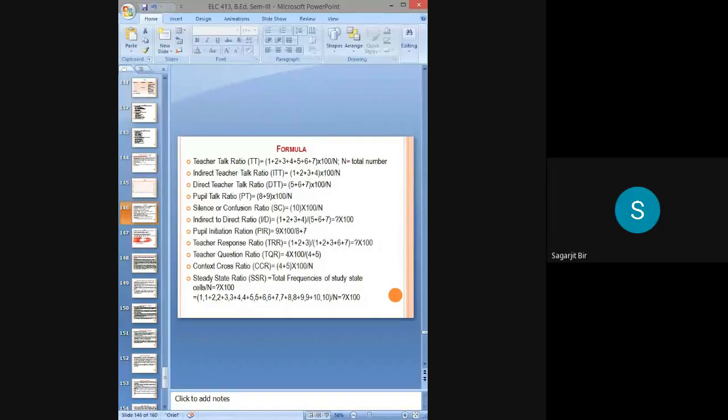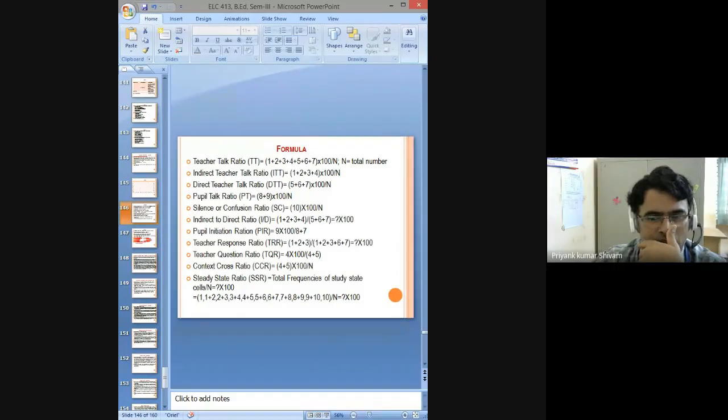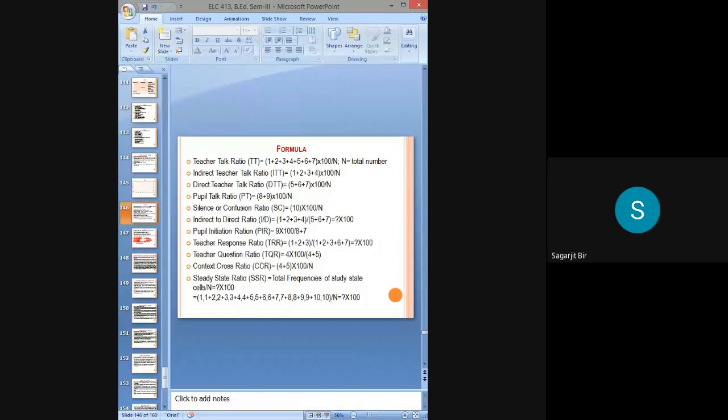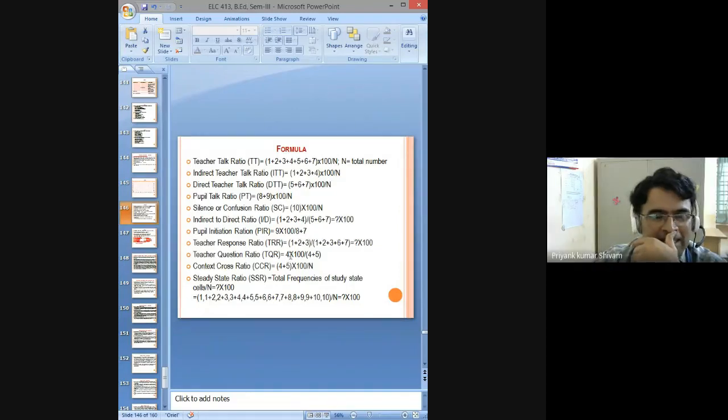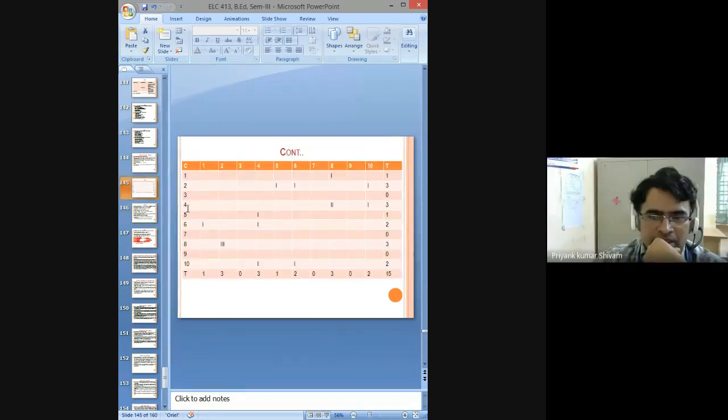Sir, the teacher question ratio where you have written 4/100, the teacher question is okay, good. Sir, should I put the value 4 from the matrix, or directly here? No, no. See, Sagarjit, the numbers I have written are related to the category. You have to put the value of 4 from the matrix table. Yes, the value for 4 is 3 here, na? So 3 divided by 4 plus 5.